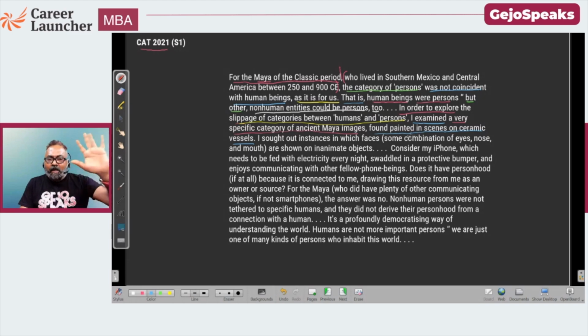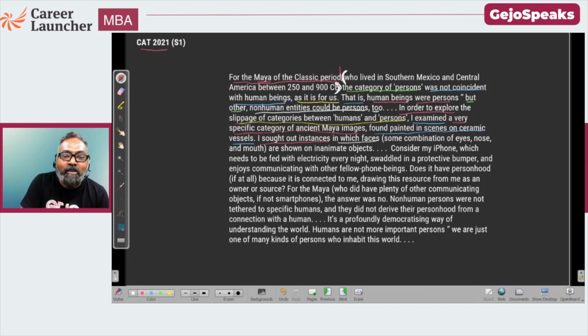So he's saying that for the Maya, the category of persons can include non-human entities. To do this, he examined ceramic vessels, the paintings on ceramic vessels. And then again, I sought out instances in which faces, some combination of eyes, nose, and mouth, are shown. When it comes to brackets, we deal with this better, but when it's put in commas, I don't know what to do. I think these two commas will do the work of brackets.